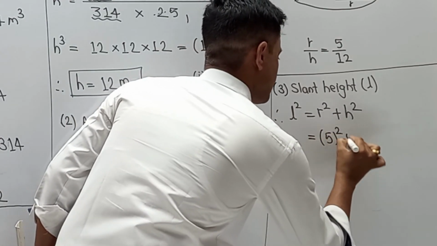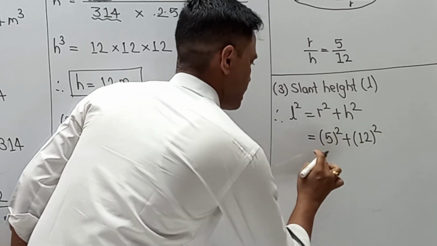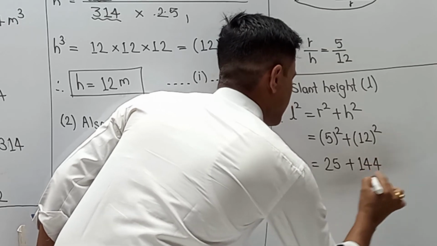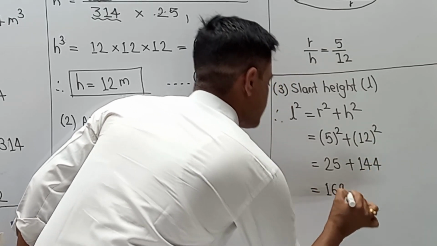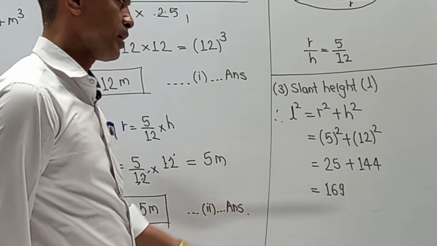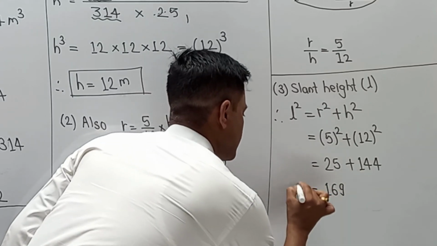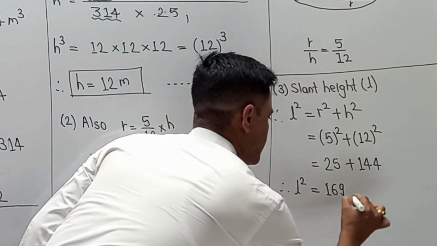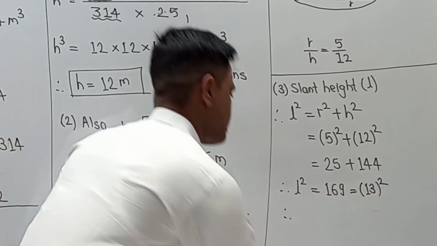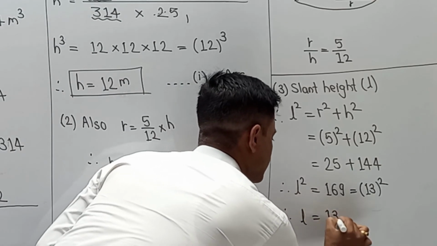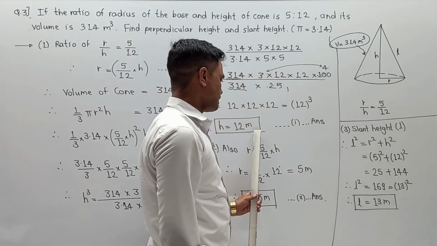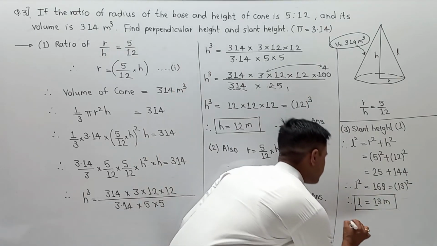So 5 square plus 12 square. Here 5 square is 25 plus 12 square is 144. Their total addition is 169, because 4 plus 5 is 9, 4 plus 2 is 6 and 1. As L square is equal to 169, it's a square of 13. Naturally, L square is equal to 13 square. We can say L is equal to 13 meter. And in this way, our vertical height is 12 meter and slant height is 13 meter.